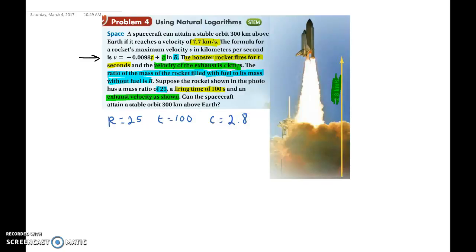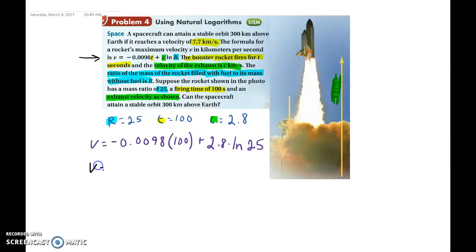So now that we know what all of our variables are, our t, our r, and our c, we can go ahead and plug them into our velocity formula. So v is equal to negative 0.0098 times 100, because that's our t, plus 2.8, that's our c, times ln of r, which is 25. All right, so now we don't have any variables in this equation, so we can literally just go ahead and plug this into a calculator.